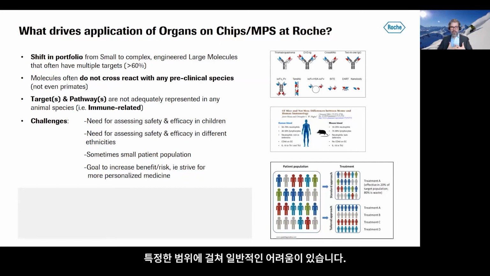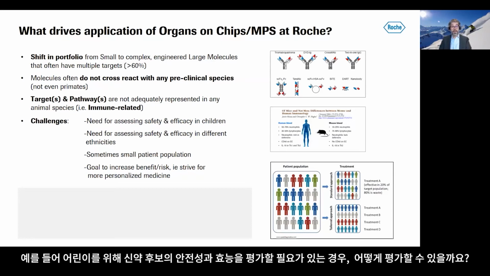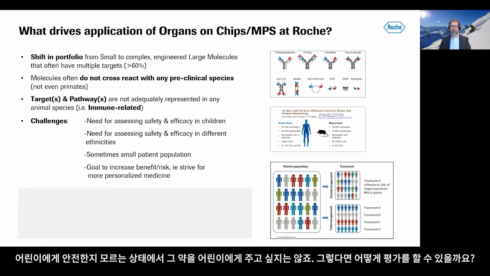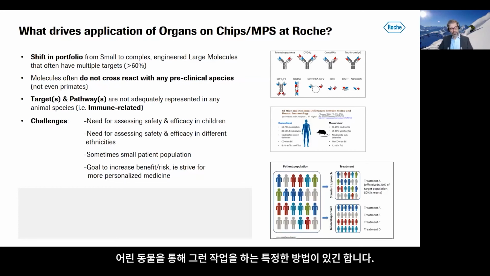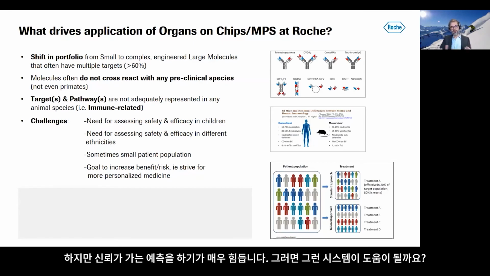And there's a certain range of general challenges that we are facing. For example, there is a need to assess both the safety and also the efficacy of our drug candidates for children. How should we do that? We don't want to give those drugs to children without knowing, is it safe for children? How would we do that? There's certain ways to do that in juvenile animals, but it's very difficult to make a solid prediction.